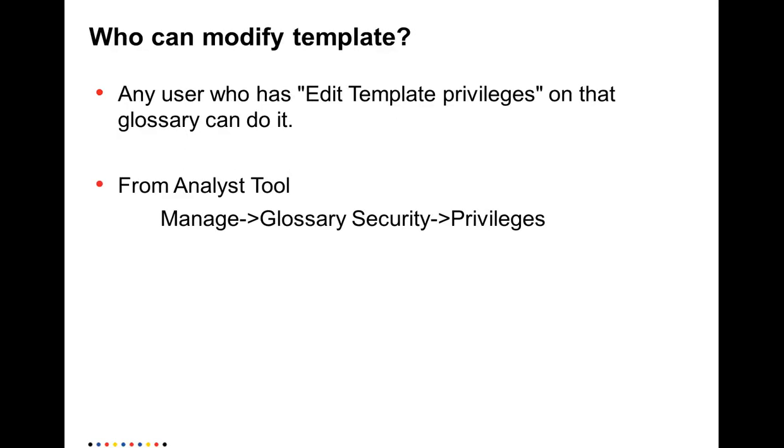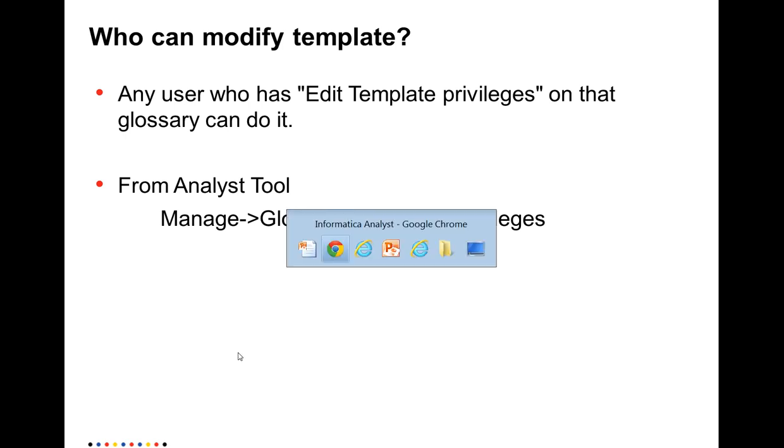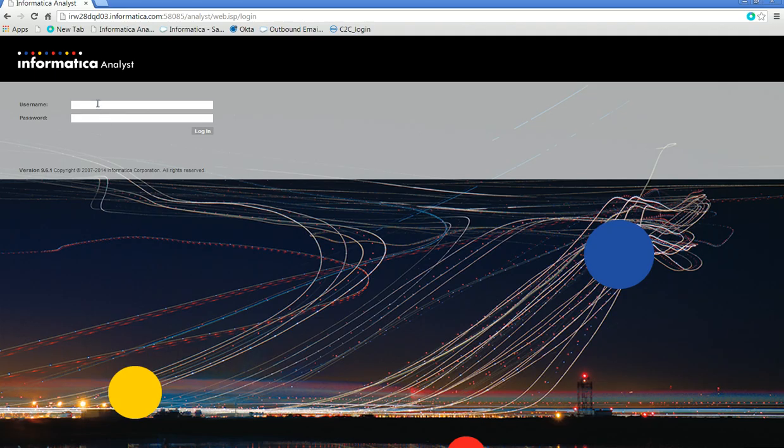Who can modify the template? Any user who has edit template privileges on the glossary can modify the business term template. Business term template is specific to a glossary. From analyst tool, there is a manage menu, glossary security and privileges tab. We can give the edit template privileges. Let me log in to the analyst tool.